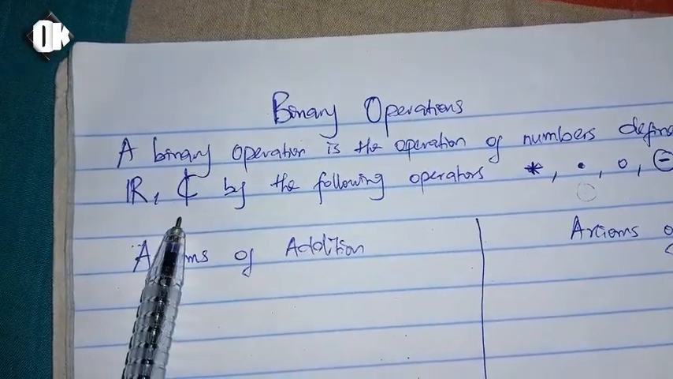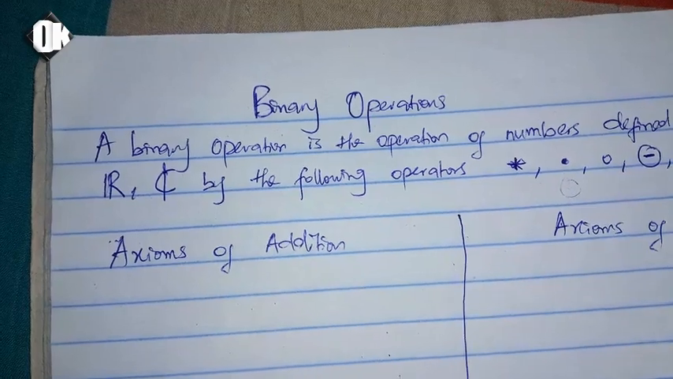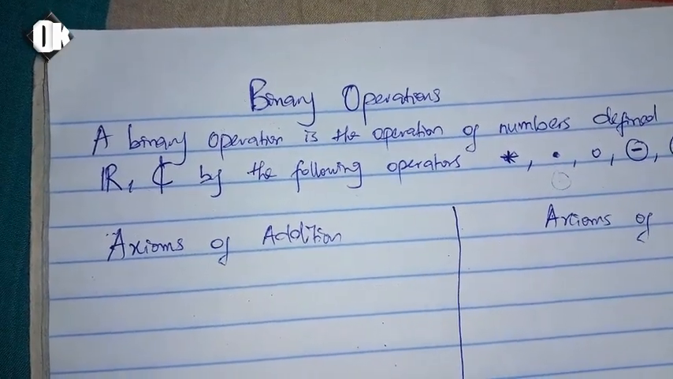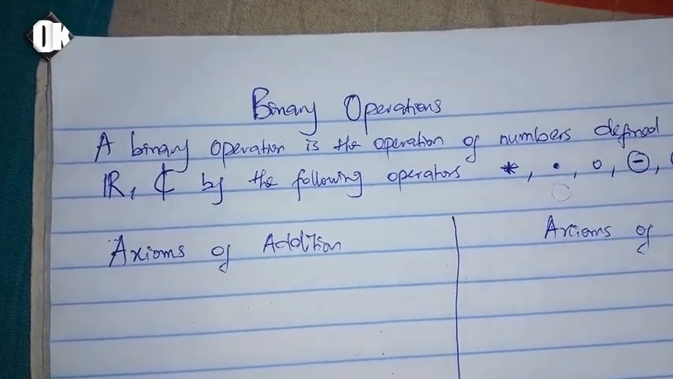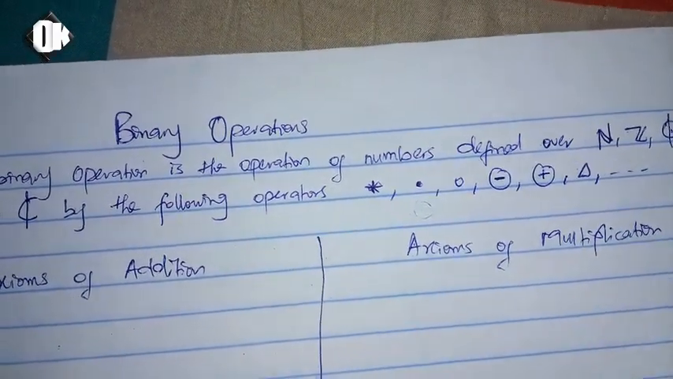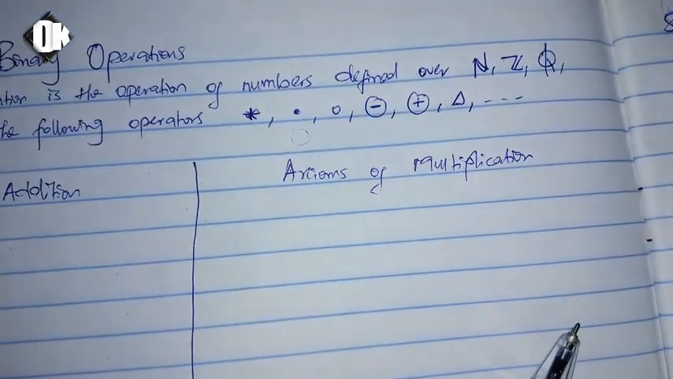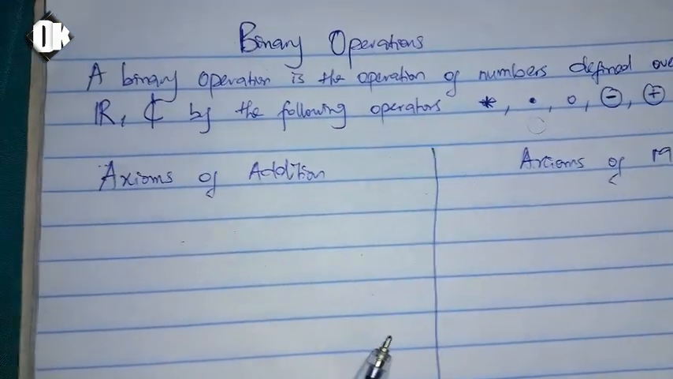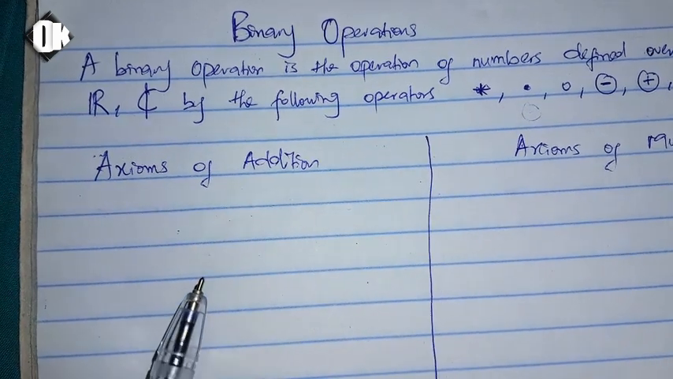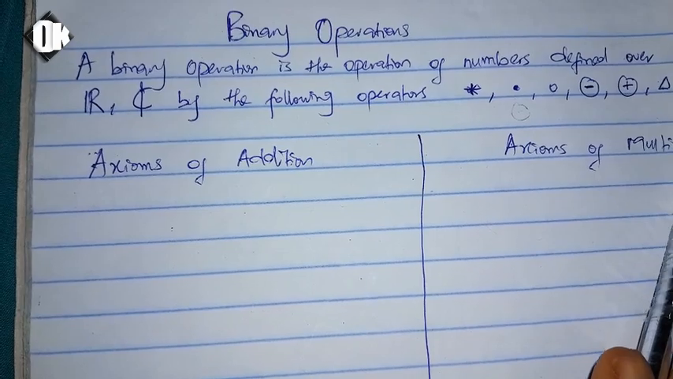Complex numbers have the form z equals a plus ib, or x plus iy, in which case it can be defined. So now, after knowing all those, we can go straight to our axioms of addition and axioms of multiplication very quickly. When you hear axioms, axioms basically means laws, the laws guiding the addition and the multiplication rules.